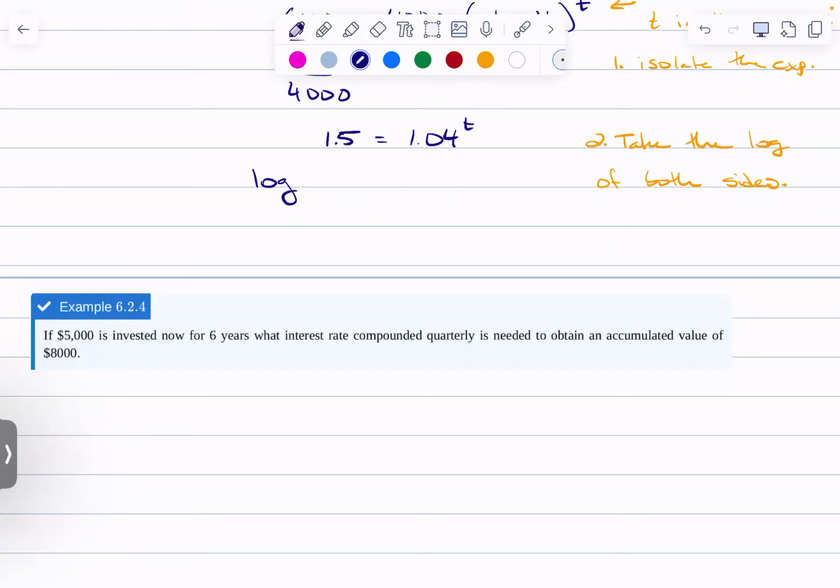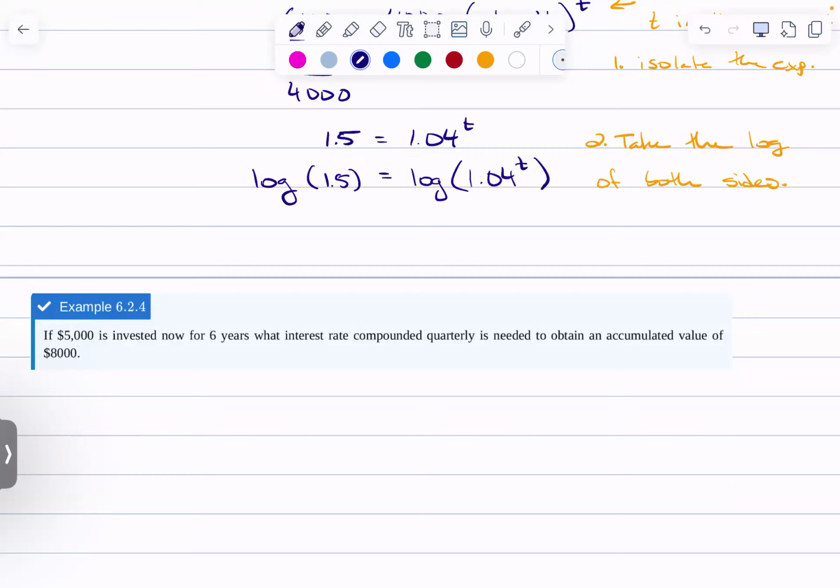We can use log base 10, which is just written as log. It's the common log. There are all these different logs, but the log of 1.5. Now what the log does is it just stays a number. Okay, and so it's a button on your calculator, and we'll try to find it. But for now, let's just write out what we need to do. Take the log of both sides, the log of 1.04 to the power of t.